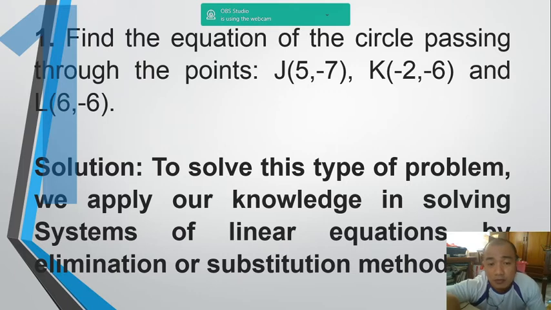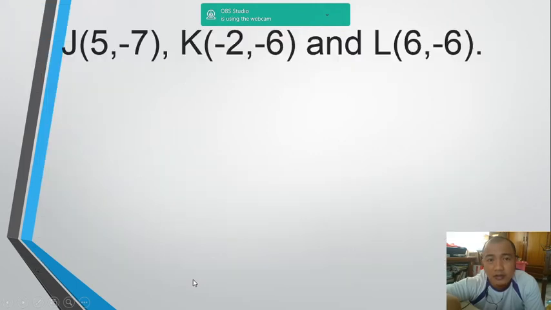We apply our knowledge in solving systems of linear equations by elimination or substitution method. We have learned this from second quarter, week number 8. You know how to solve system of linear equations either by elimination or substitution method, right? But I think the most common method is elimination. Personally, I always use elimination method rather than substitution method. Seldom do I use substitution and graphical method.